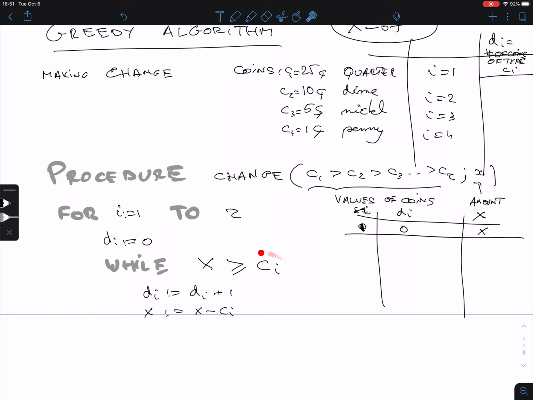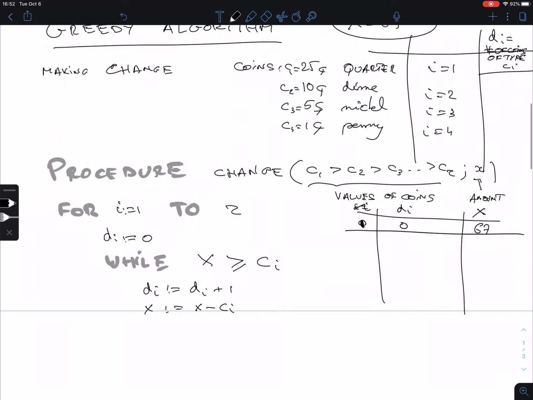Okay, so now I'm doing this. While x is bigger than ci, well, c1 is 25, and x is 67, right? Sorry, let's put in the value here. I don't know why I put x, I meant the value, 67. So I'm comparing: is x bigger than c1? Yes, it is. So I'm going to update these two things. This is now 1, and therefore now I subtract 25 from here because I paid already once. So that is 42.